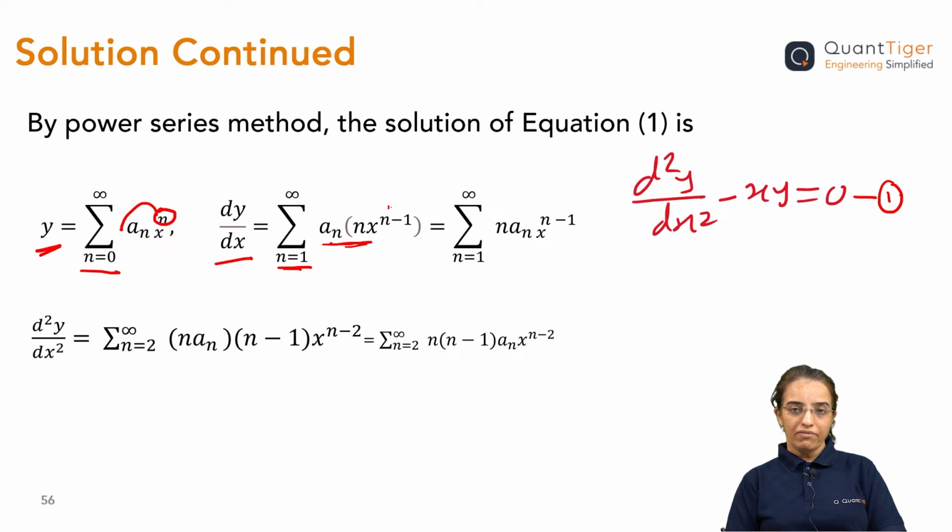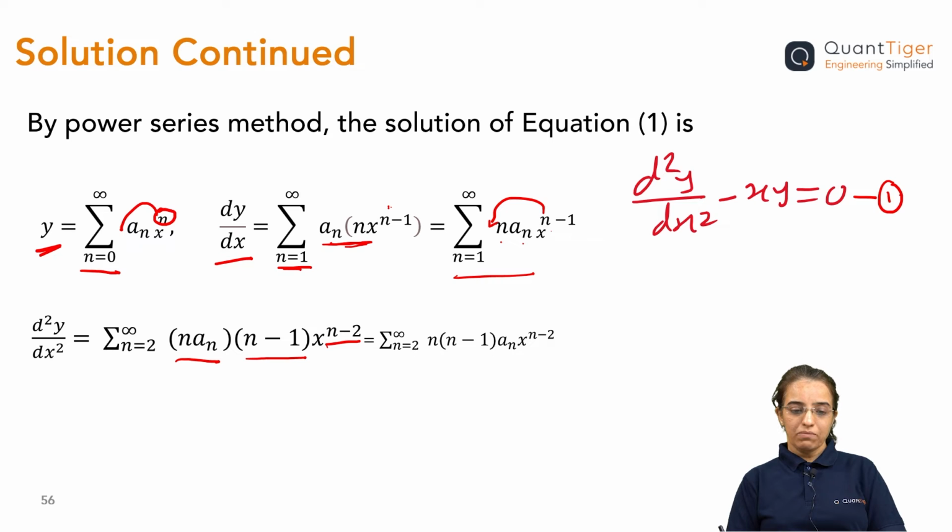Now, similarly I will find the value of d²y/dx² by double differentiating. So now I am going to differentiate this one further. The power n minus 1 of x comes down and gets multiplied. So n a_n as it is, and n minus 1 gets multiplied, and the power of x reduces by one, so it becomes n minus 2. So here it has become x^(n-2).